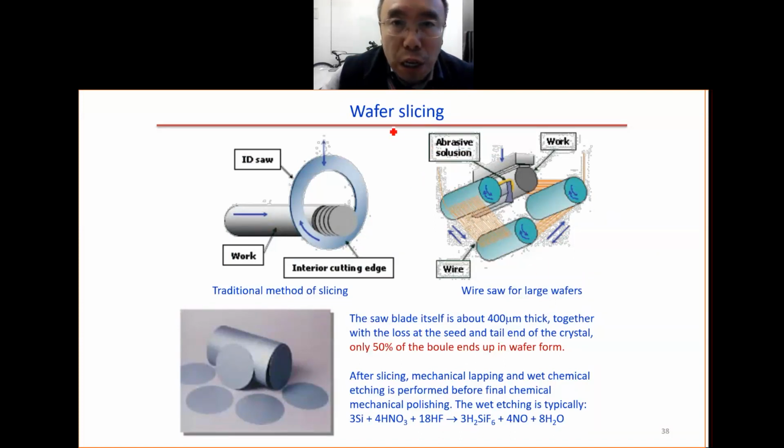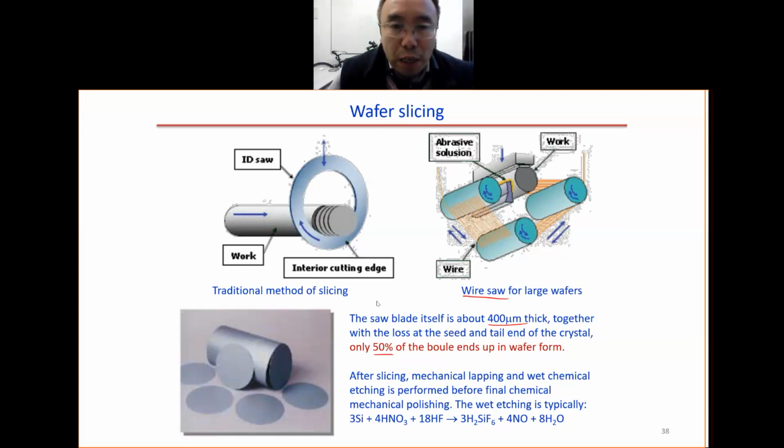So this flat tells you the orientation, the direction of the crystal. Then we do the wafer slicing. In old times, we used this kind of cutting. Nowadays, we use the wire saw. The wire saw cuts the boule into many wafers. The saw blade is about 400 micrometers thick. Together with the loss and the seed and the tail end of the crystal, in the end only 50% of the boule ends up in wafer form.